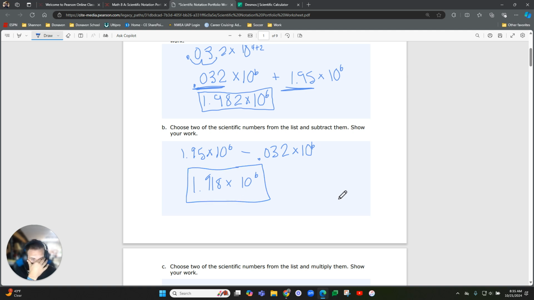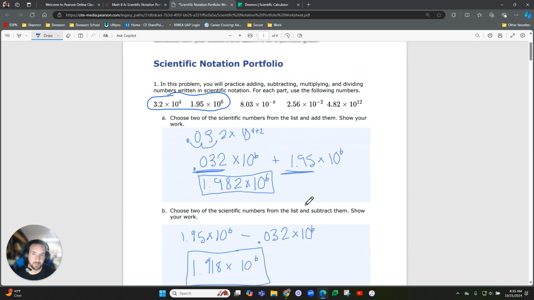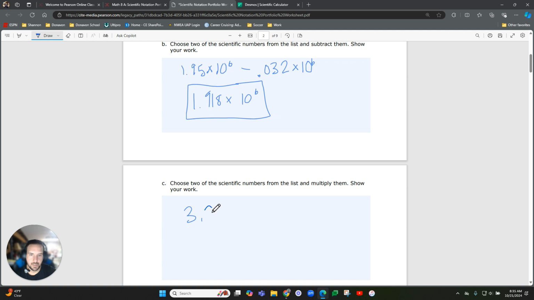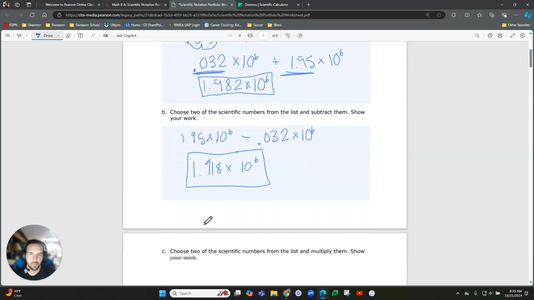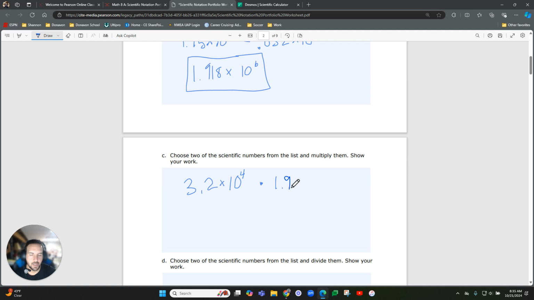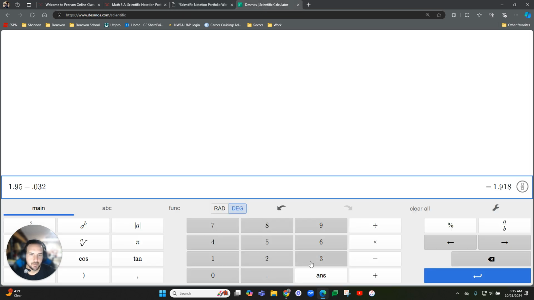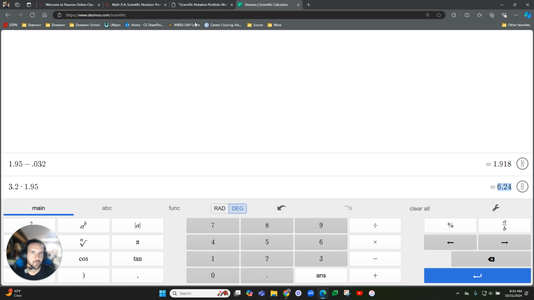Okay, so now we're going to multiply 2 numbers. I'm actually just going to keep using the same numbers because it's easy. So 3.2 times 10 to the 4th. So now when we multiply, we don't need to convert. So we're multiplying that times, what was the other number? 1.95 times 10 to the 6th. Okay, so when we multiply the coefficients, so 3.2 times 1.95. So let me clear this out. I'm just going to hit enter. So 3.2 times 1.95. So that's the coefficients multiplied as 6.24.